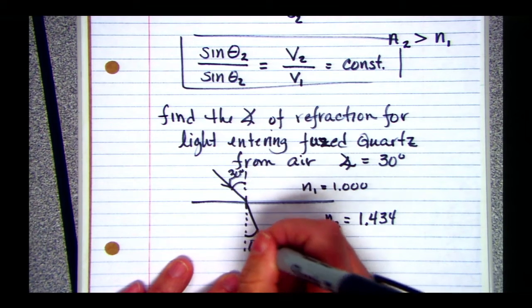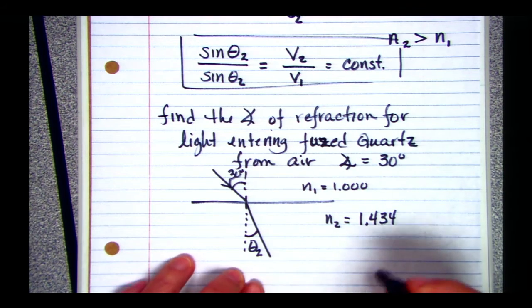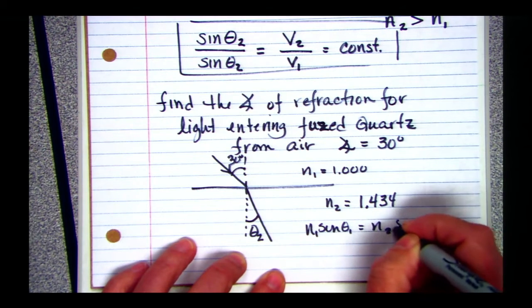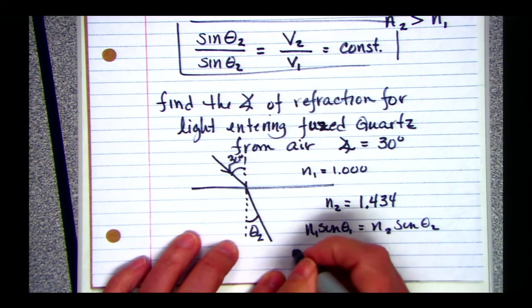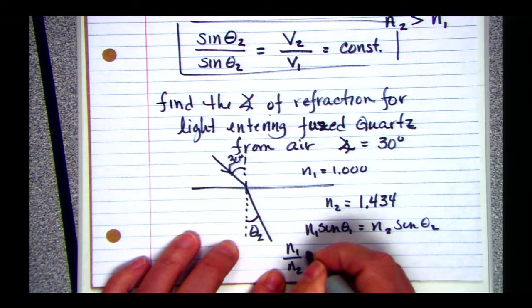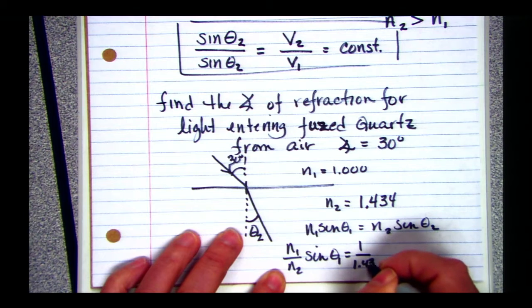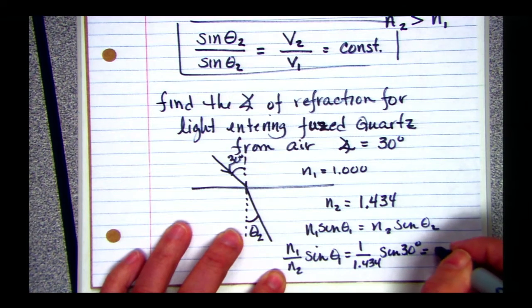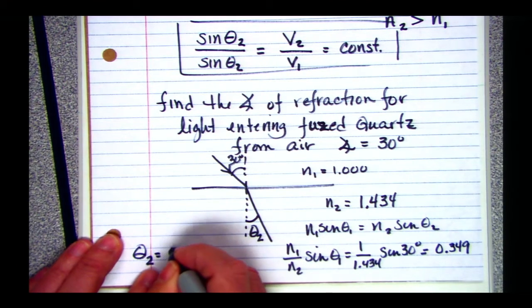N1 sine of the angle 1 is equal to N2 sine of the angle 2. Since I know N1, I know N2, and I know the sine of the angle, I get N1 divided by N2 times the sine of the angle. So I get 1 divided by 1.34 times the sine of 30 degrees, and that value ends up being 0.349. So the angle is going to be the arc sine of 0.349, and that's going to end up being 20.4 degrees.